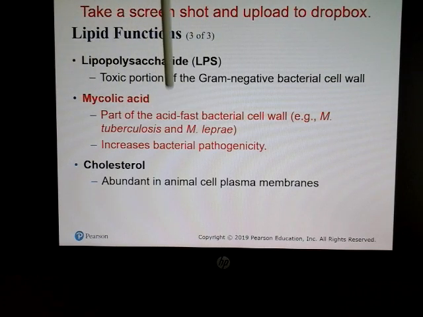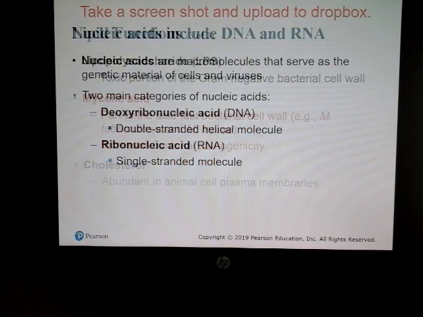So one, as I mentioned before, mycolic acid is a waxy type of substance found in tuberculosis and leprosy. Okay? It increases the pathogenicity of TB and leprosy, which means that their disease-causing ability is ramped up. So when you think of mycolic acid, guys, think of wax, like candle wax, and you know how hard that is. So what you're trying to do when you're treating the patient that has TB is get rid of that wax so the rest of the bacteria underneath it can actually be killed.